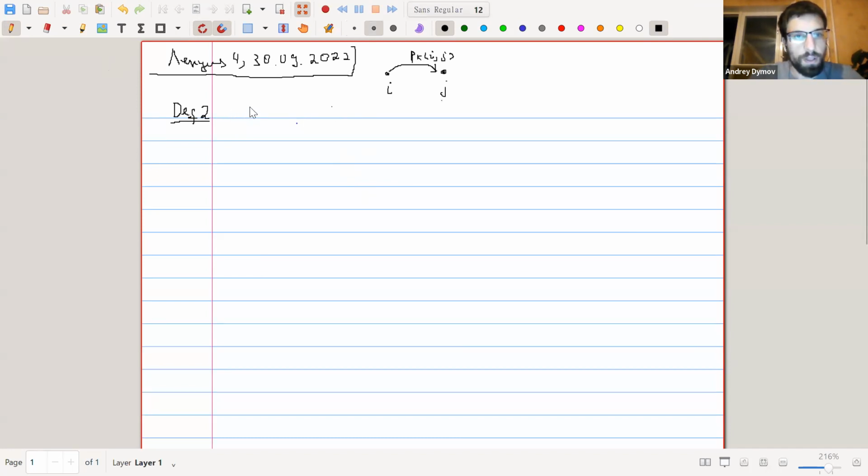Random variables. Maybe it's better to write it like this. Random variables xi_0, I should start with zero, right? xi_0, xi_1, xi_2, xi_3, etc., which take values in our state space X. This is just the set where our random variables take values, right?